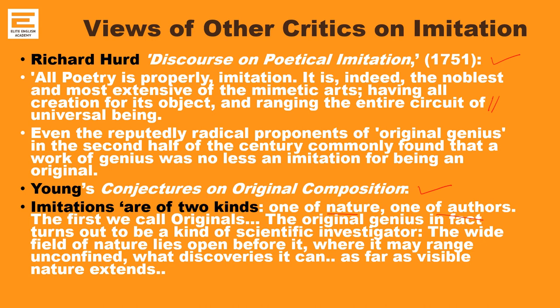So they just give the things from the author's point of view. So that's why it said nature of authors. The first we call originals. If a poet imitates nature, that is called original, whereas the other one is scientific investigator. So according to Carl Jung, imitations are two kinds: one is of nature and one is of authors.